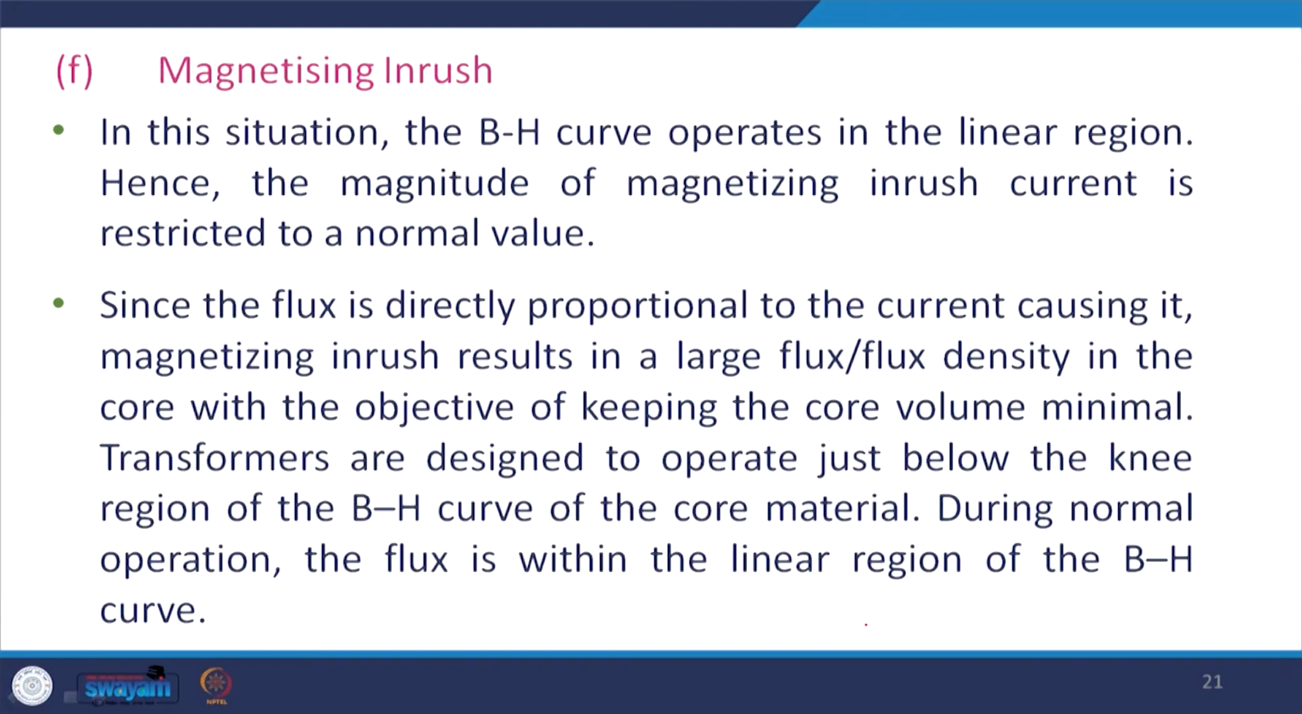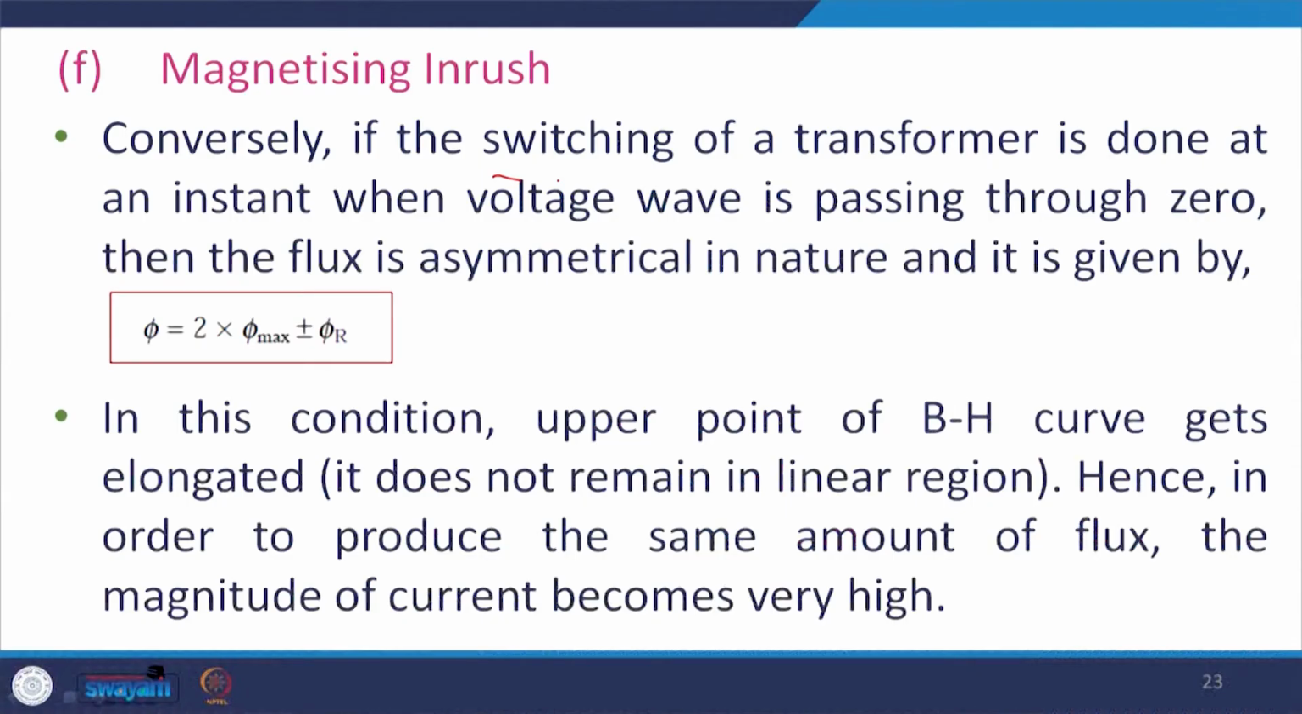The flux which is going to be established in the core of the transformer is directly proportional to the current. So, magnetizing inrush results in a large flux value or flux density in the core of the transformer. At this point of time, the core volume of the transformer remains minimal. Transformers are designed to always operate below the knee point. If the point exceeds that value, the transformer enters the saturation region, and it is not in the linear region of the BH curve, but in the non-linear region of the BH curve.